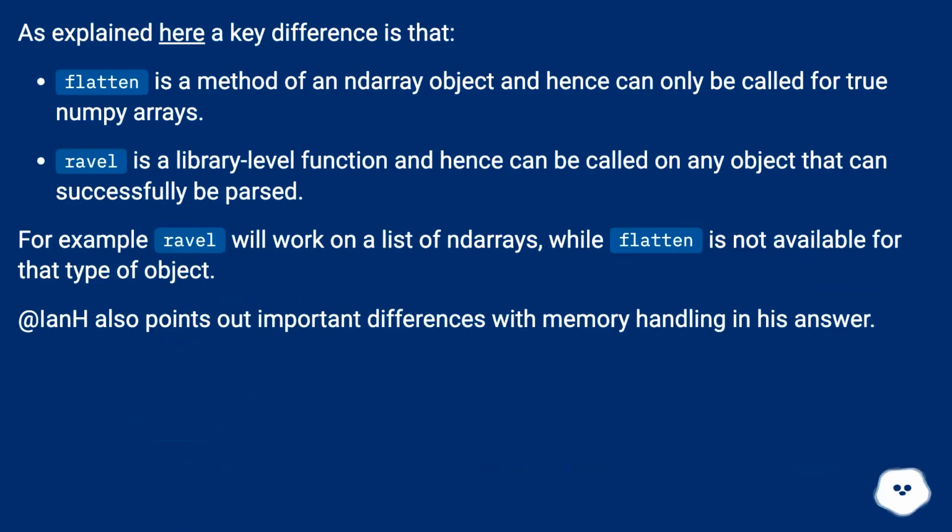As explained here, a key difference is that Flatten is a method of ndarray object and hence can only be called for true numpy arrays. Ravel is a library-level function and hence can be called on any object that can successfully be parsed. For example, Ravel will work on a list of ndarrays, while Flatten is not available for that type of object. Ian also points out important differences with memory handling in his answer.